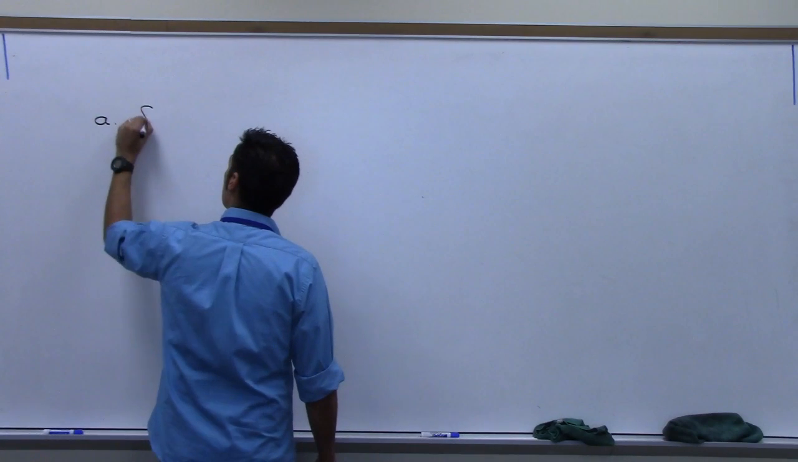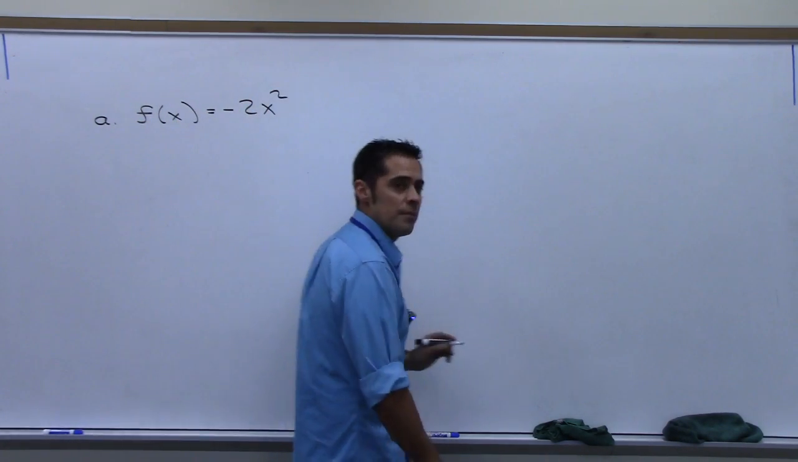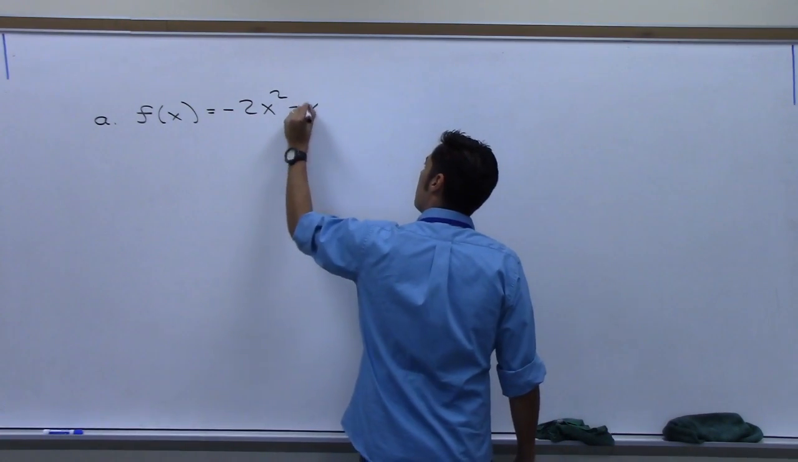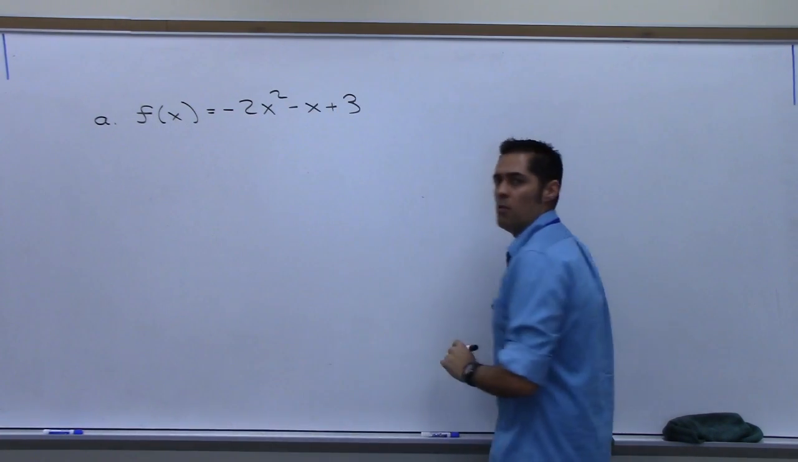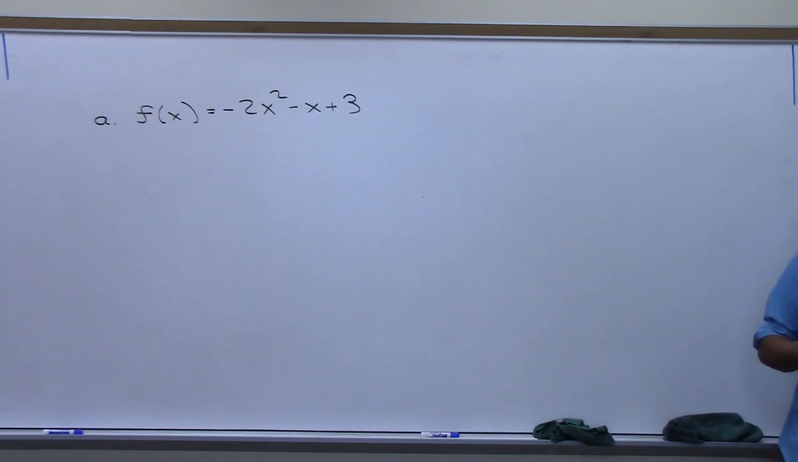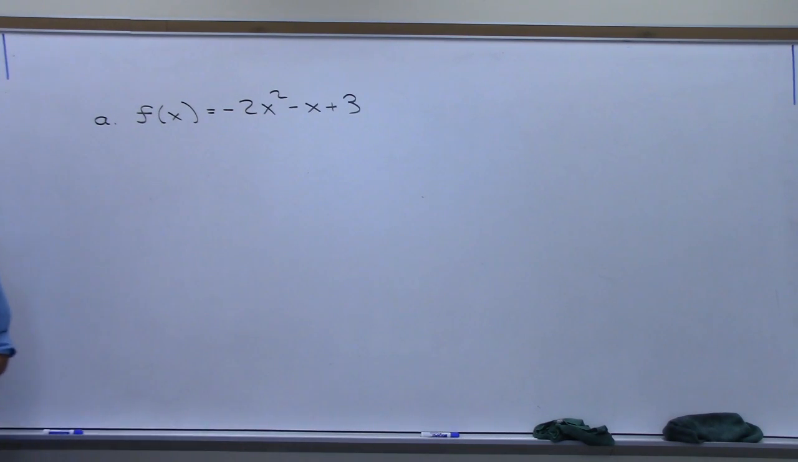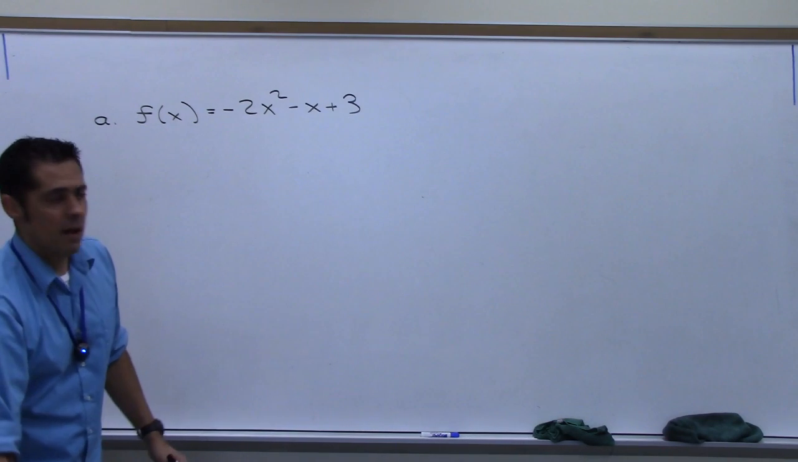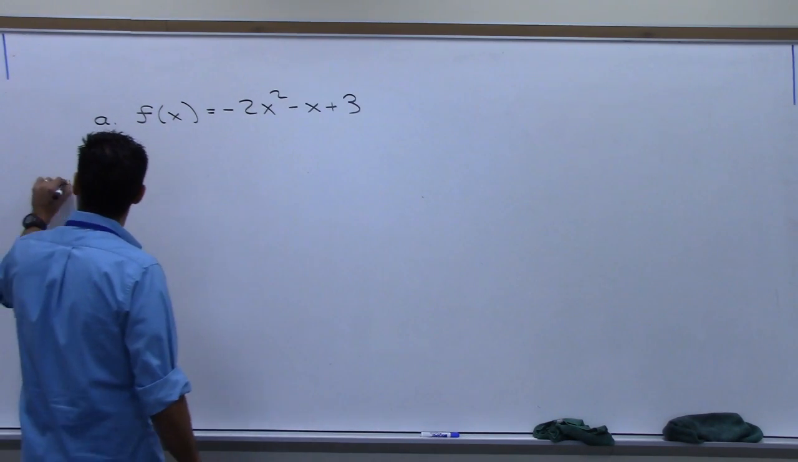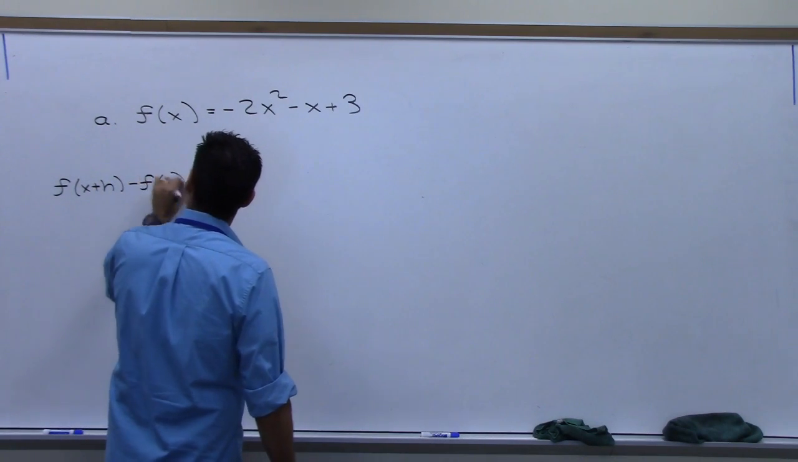f of x is negative 2x squared minus x plus 3. So for each of the following, compute and simplify the difference quotient. Does anyone remember from last class, the formula is up here: f of x plus h minus f of x, all over h.